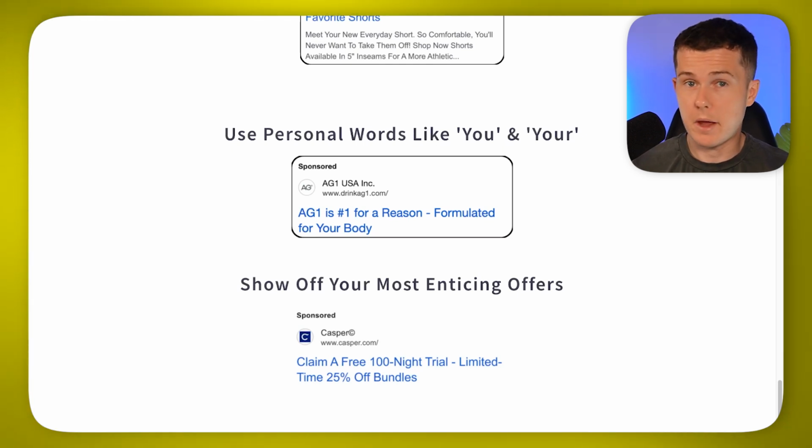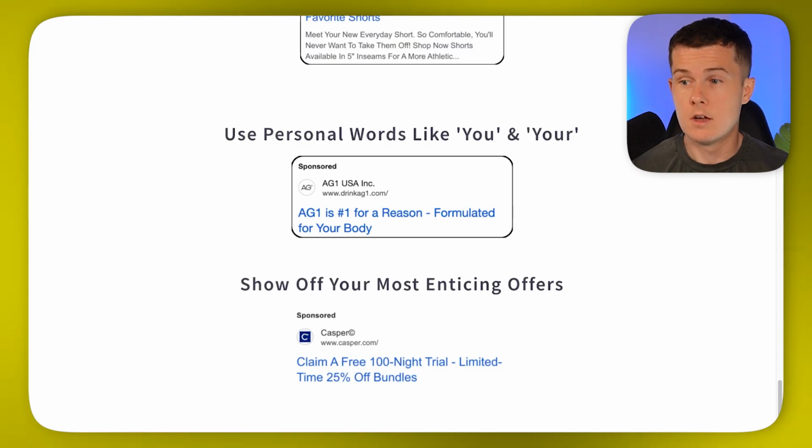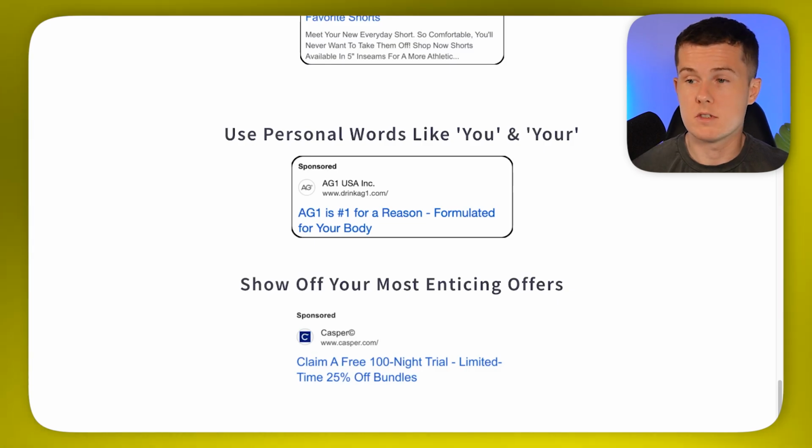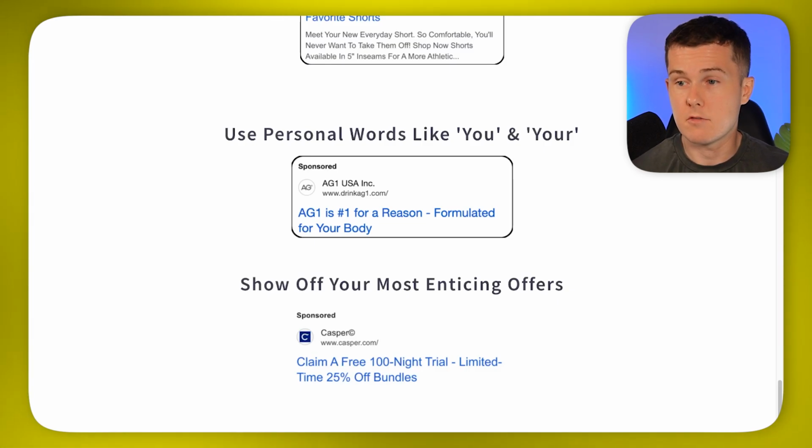So don't bury your best offers in the fine print. Instead, you should be leading with them. So Casper, who I've been following for years, has been doing this strategy for years. They nail it with their 100-night trial prominently displayed, and then they couple it with a second offer, which is limited time 25% off bundles. So you can see they've got 2 really prominent offers. They're adding urgency there with the limited time.